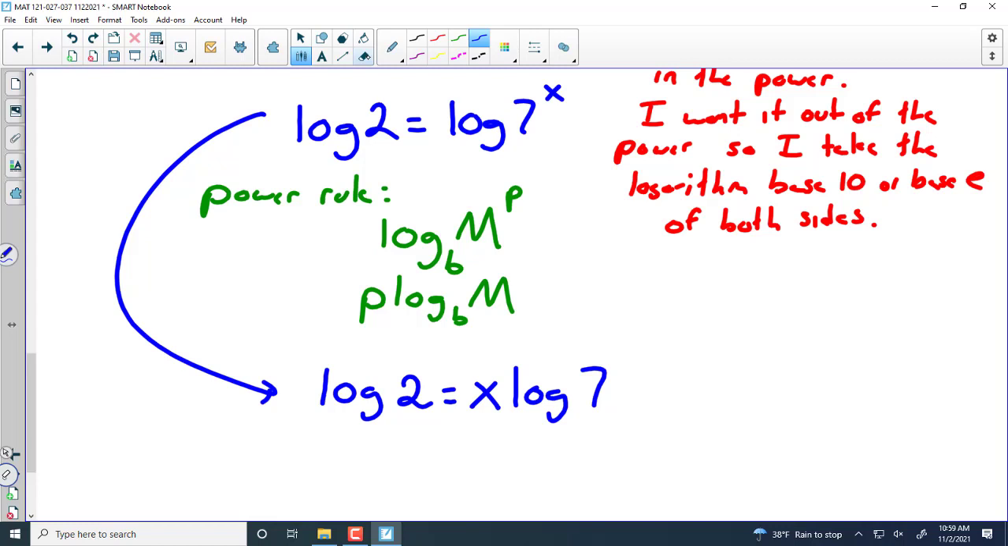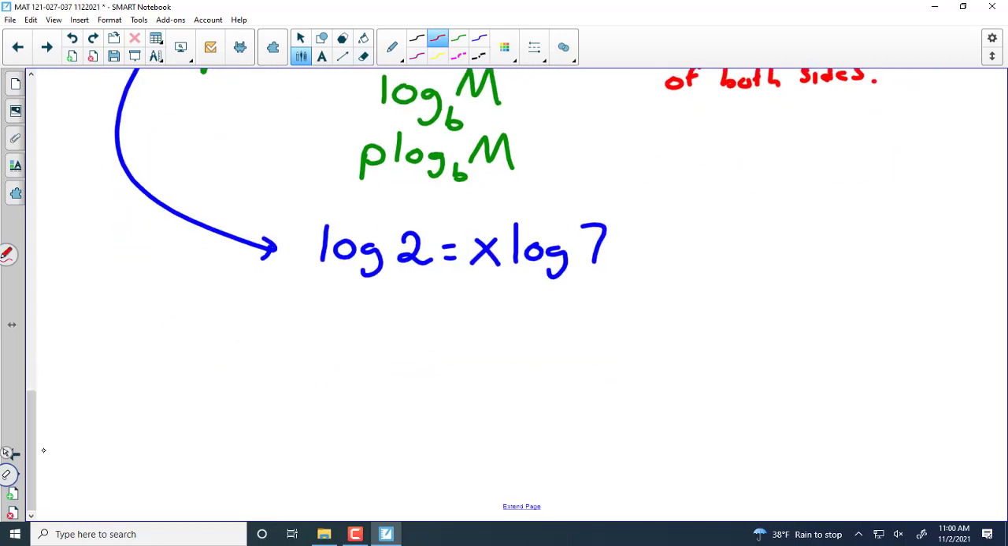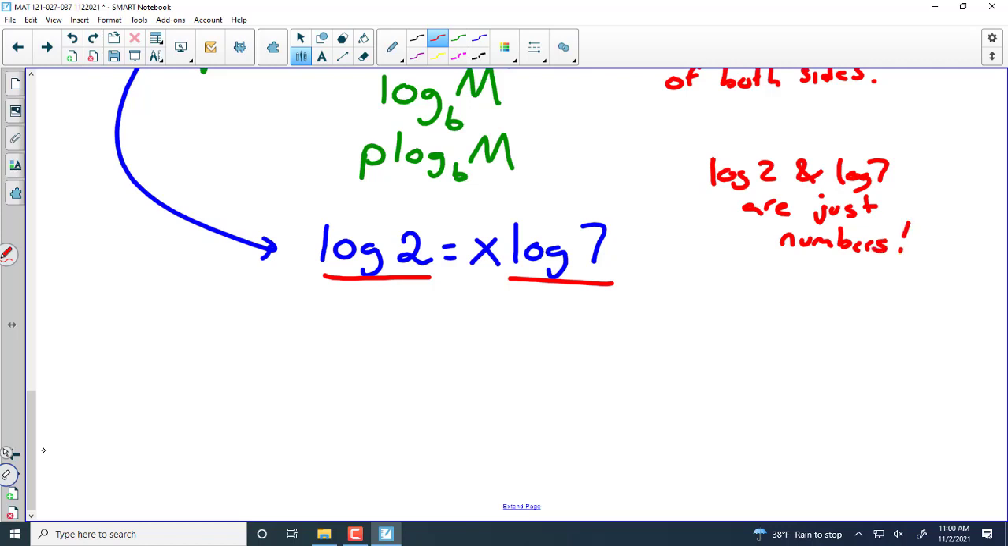Okay. Do the log of 7 for me, please. 0.845. Does anyone get anything different than that? You're all getting the same thing. You know why you're all getting the same thing? Because log of 2 and log of 7 are just numbers. They're horrible, nasty decimals, but they're just numbers.